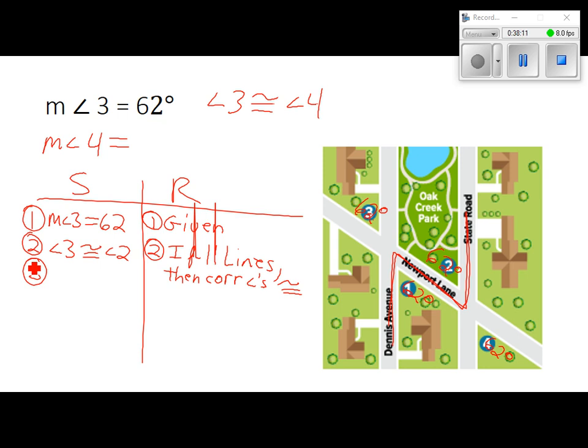And Gretchen's up here going, that's stupid, Ebersole, because right off the bat, what kind of angles are 3 and 4 to each other? Alternate exterior angles. We could have done just one step and said angle 3 is congruent to angle 4 because if the lines are parallel, alternate exterior angles have to be congruent.